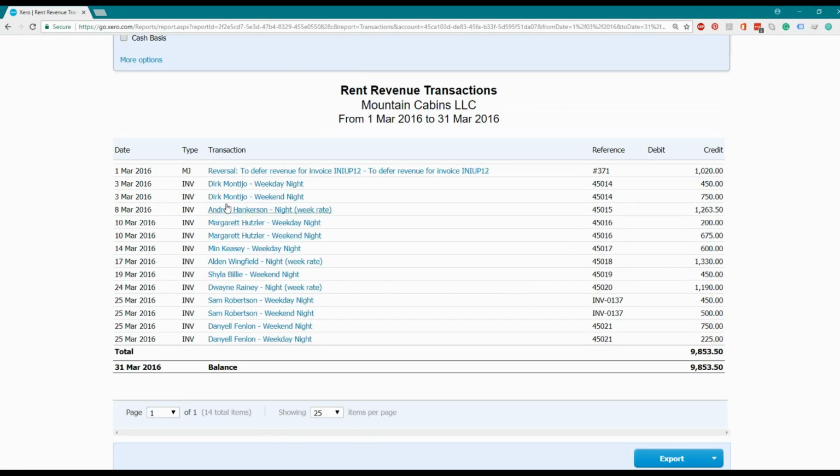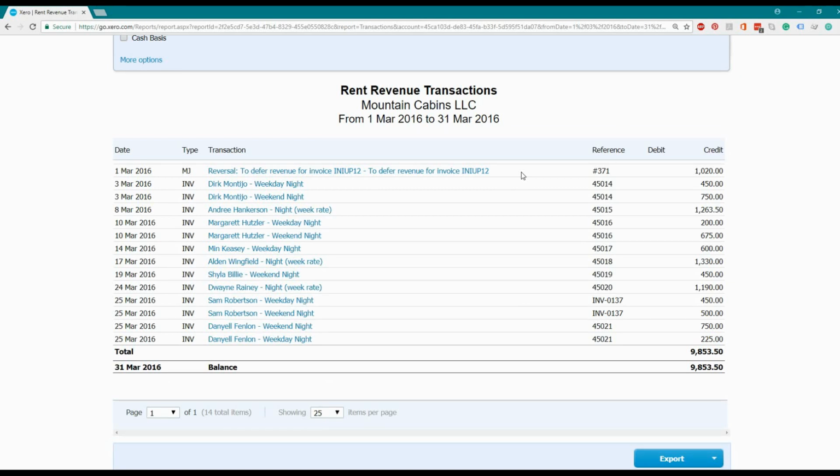One thing you may notice up here, we see this reversal to defer revenue, and you may be saying, what in the world is that? Well, that's something that I put in there as your bookkeeper. What this was, we had a customer whose stay included days in the end of February and the beginning of March. It spanned 2 months.